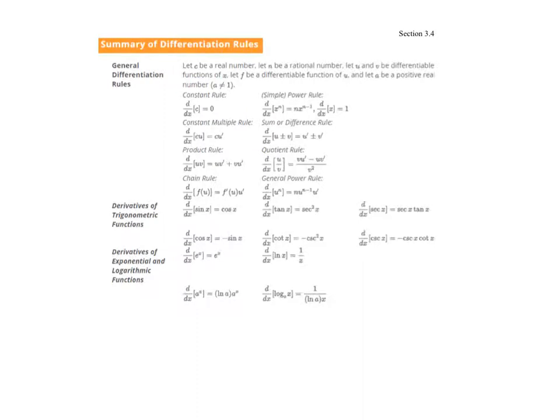Okay, so what do we have? Now we have a beast of a page. This is where your memory belongs. You should memorize this entire page. I cannot tell you how important this is.